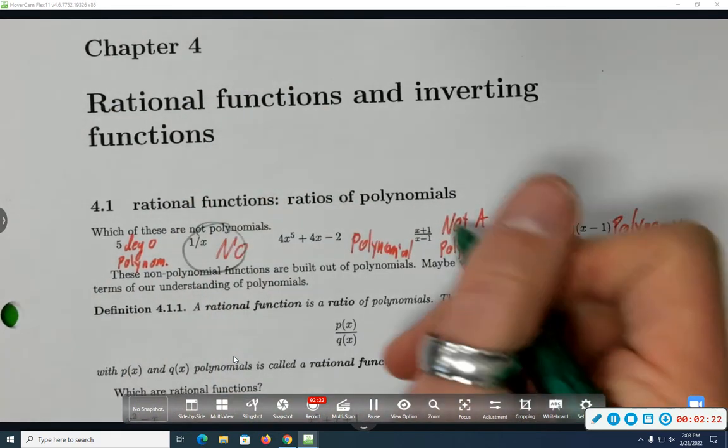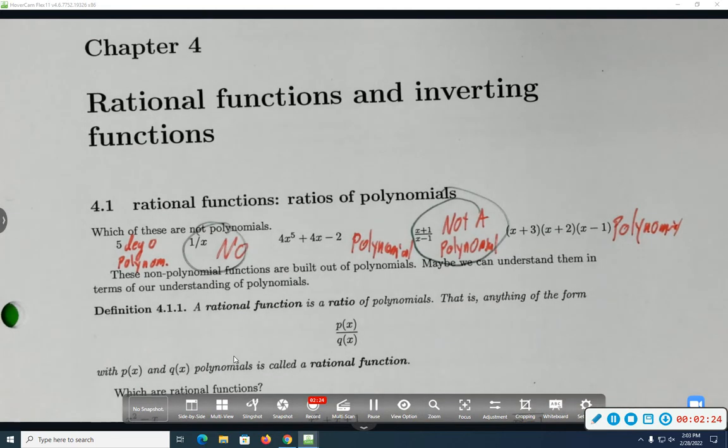But these functions, like they're not polynomials, but surely if we know how to deal with polynomials, we know how to do stuff with them. If I told you to set one of those equal to 5 and solve, you could do it. That's what we'll start building today.